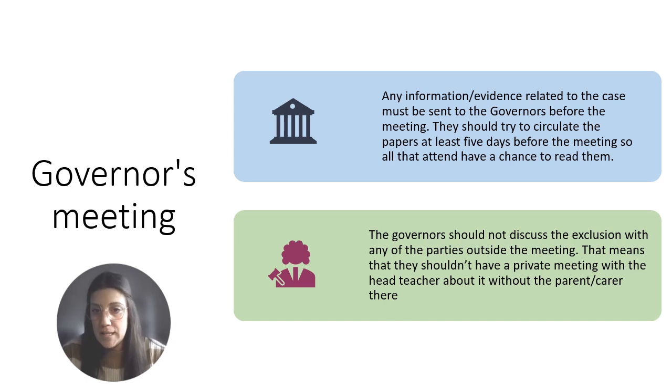The governors who attend the meeting should not discuss the exclusion with any other parties outside of the meeting, and that means that they can't have a private meeting with the head teacher or a pre-meeting with the head teacher without the parents or carers or young person present.